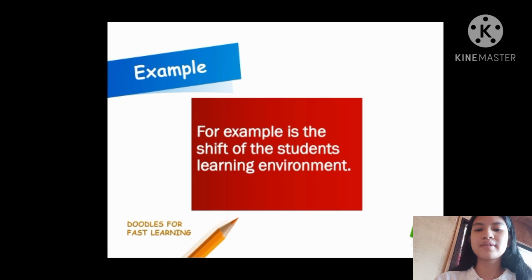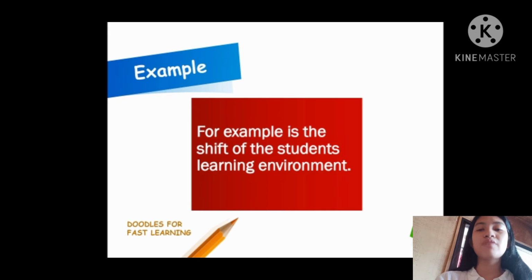For example, the shift of the student's learning environment. When the teacher is not yet around in the classroom, the students will pay attention to their classmates or to anything that will catch their attention. It is either playing games on their iPads, cell phones, playing with their circle of friends in the classroom, sleeping in their chairs, eating, singing, listening to music, and watching the window.